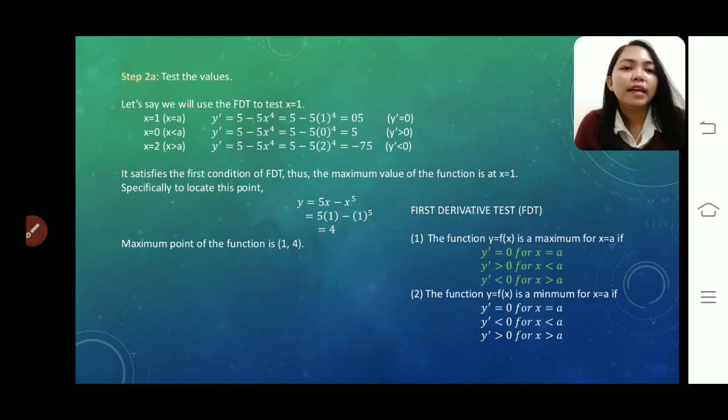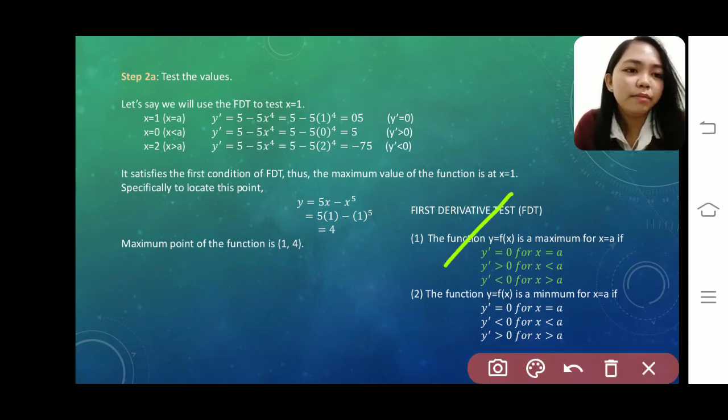So, let's say, gamitin natin yung dalawang test. Dun sa, di ba may dalawang critical value tayo, which is, yung una is x equals 1. So, gamitan natin siya ng first derivative test. So, mamaya, yung x equals negative 1 na critical value natin, gagamitan naman natin siya ng second derivative test. So, now, let's consider first the FDT. So, for the FDT, di ba, ito yung mga conditions nating imi-met. So, we have to consider the values of x that is less than or greater than a.